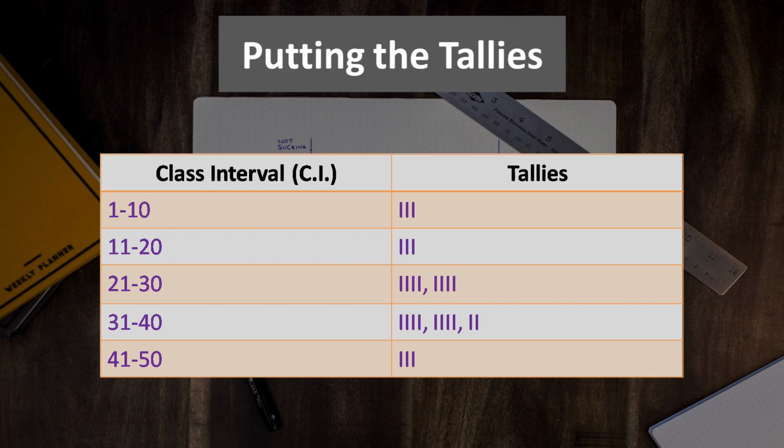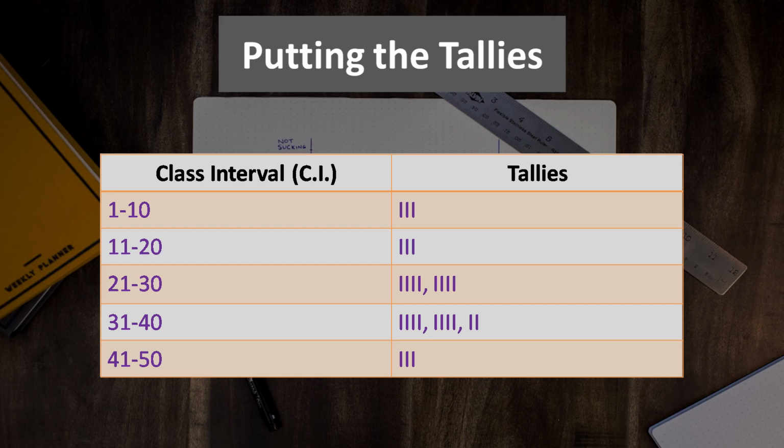Then again in 11 to 20, 3 scores are there. Then 21 to 30, here you see 4, then I have crossed them with one tally, that's 5. This is 5 and it is 1, 2, 3, 4, so 5 plus 4 is 9. So 9 scores are there between 21 to 30. Then 31 to 40, here it is 5, then again 5, then 2. 5 plus 5 is 10, plus 2, 12. And again from 41 to 50, 3 scores are there.